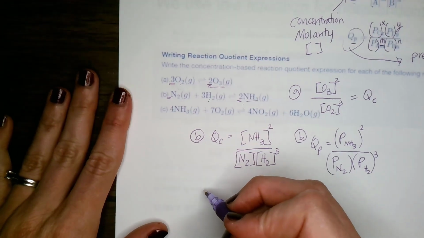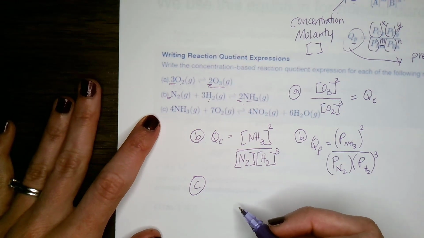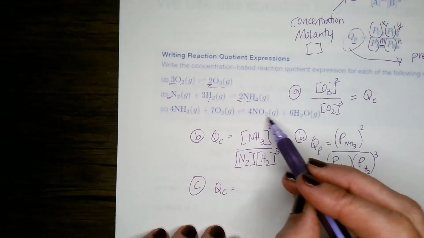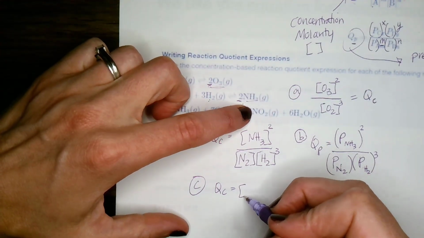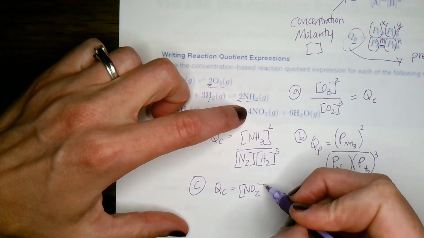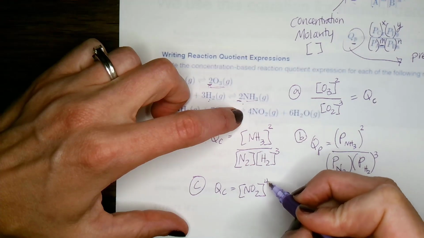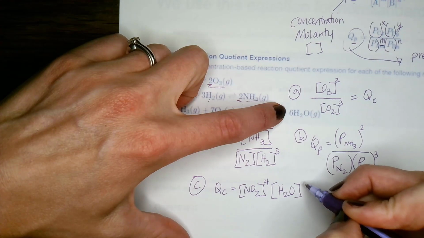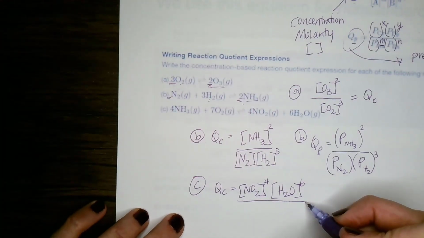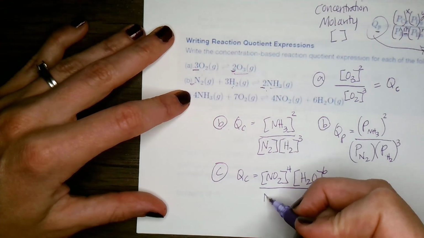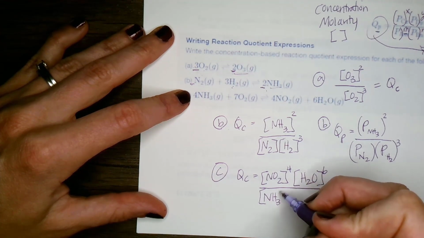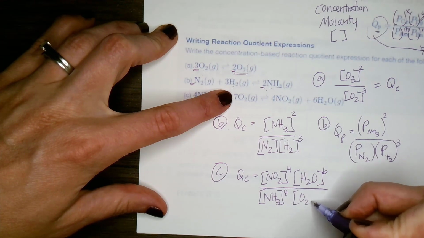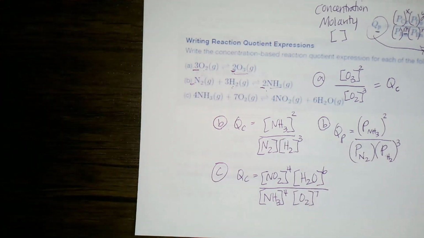And then let's look at letter C. Let's do concentration for this one. So we've got products, we've got NO2, the concentration of NO2 to the 4th, times H2O to the 6th, over NH3 to the 4th, times O2 to the 7th.